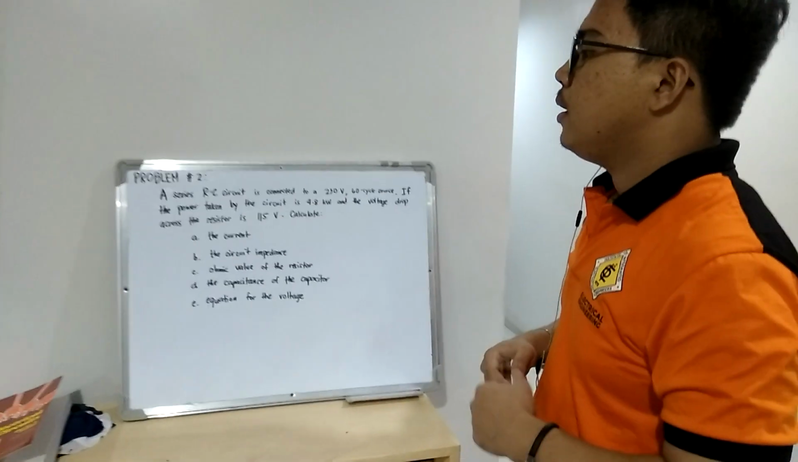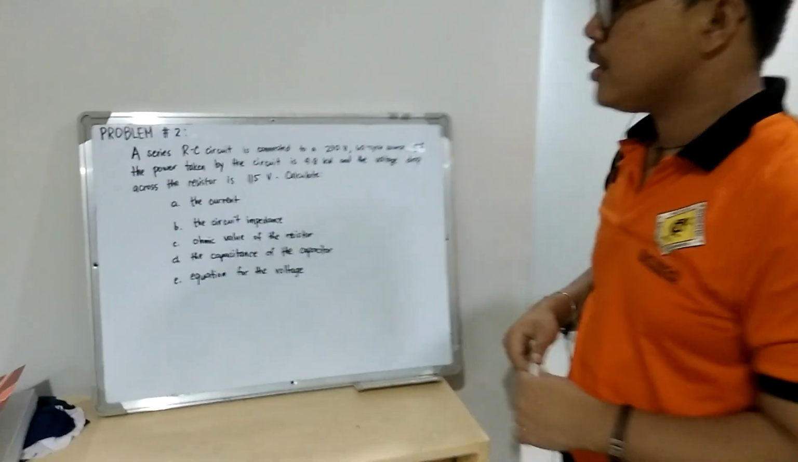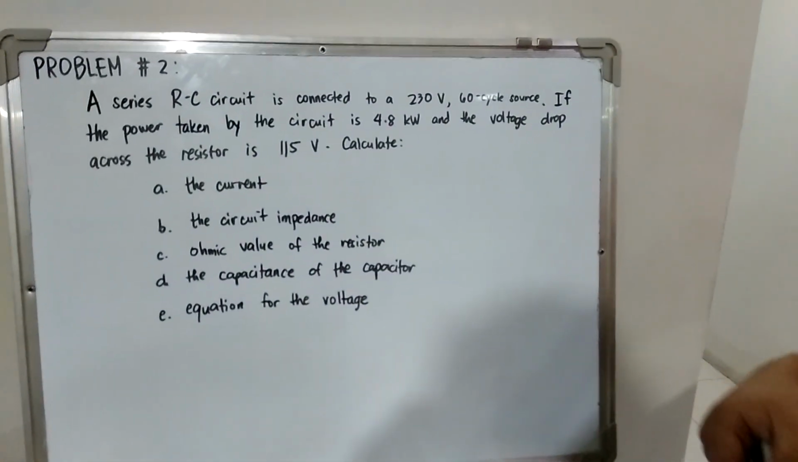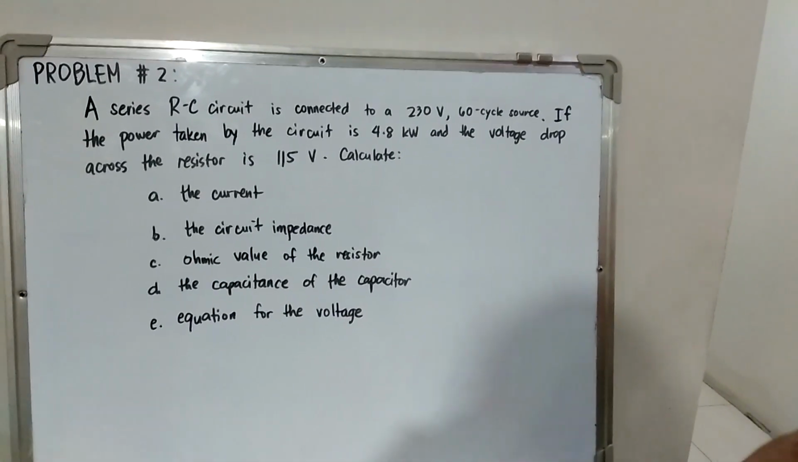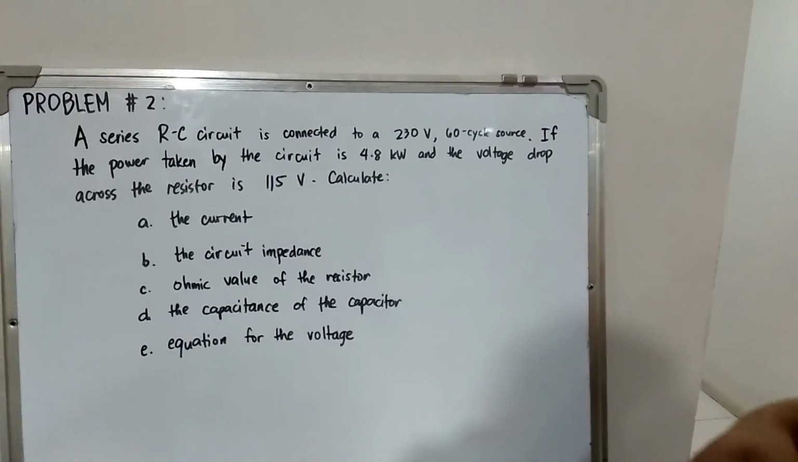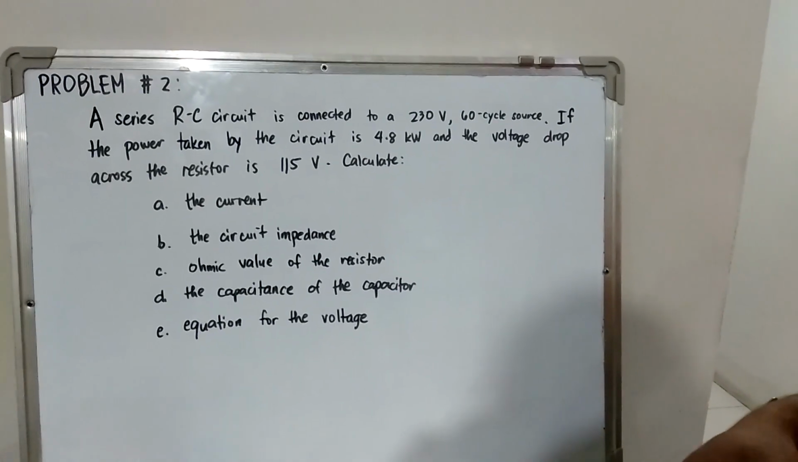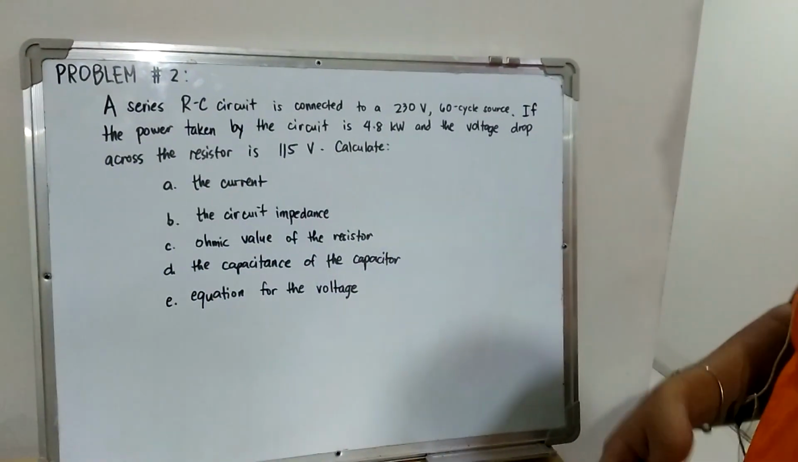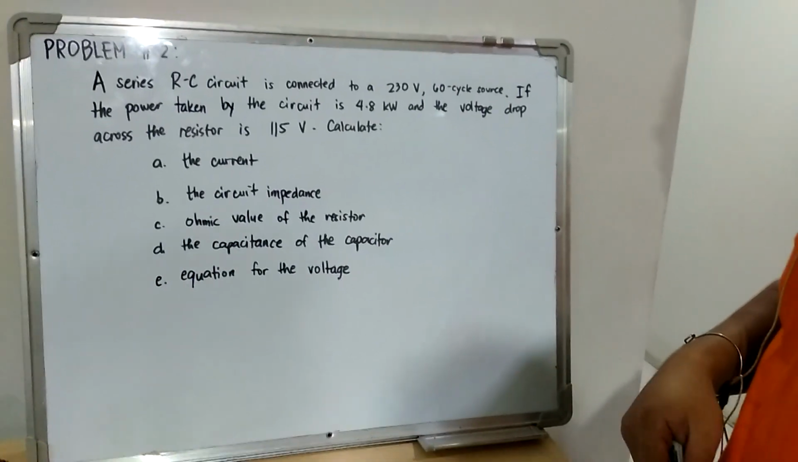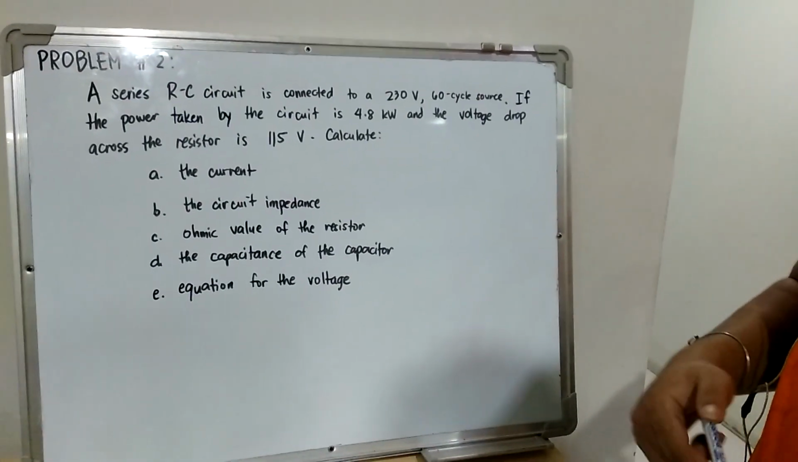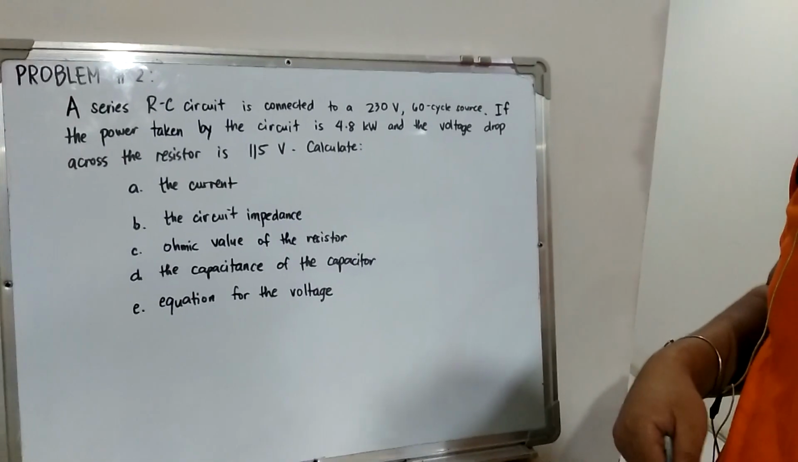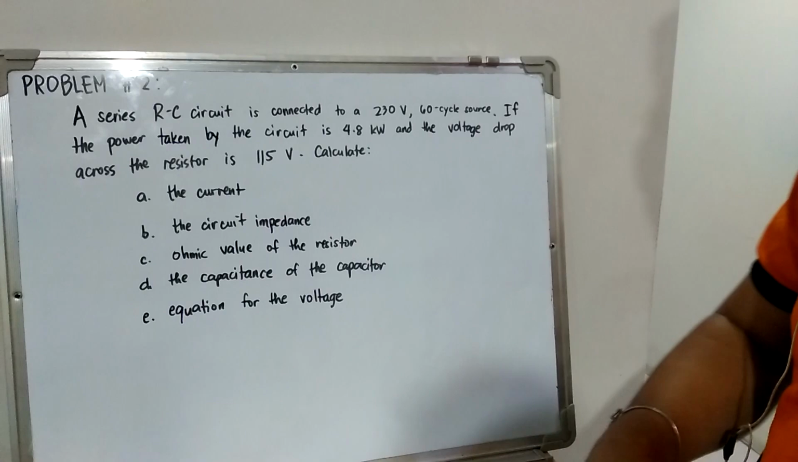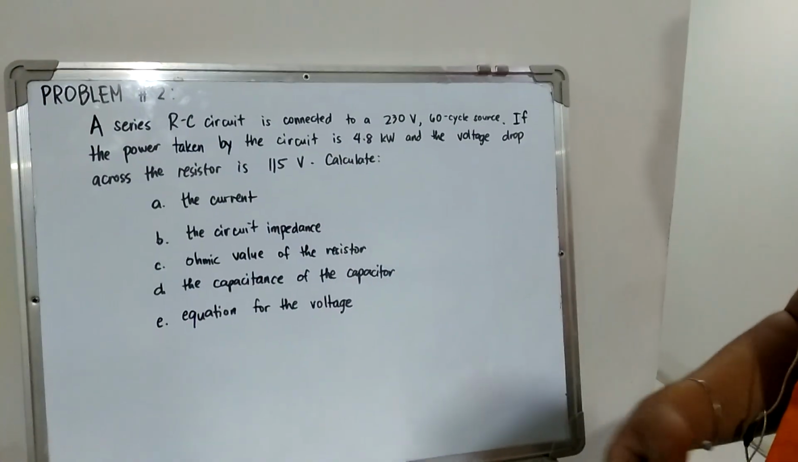Number 2. A series RC circuit is connected to a 230 volt 60 cycle source. If the power taken by the circuit is 4.8 kilowatts and the voltage drop across the resistor is 115 volts, calculate A, the current, B, the circuit impedance, C, ohmic value of the resistor, D, the capacitance of the capacitor, and E, equation for the voltage.